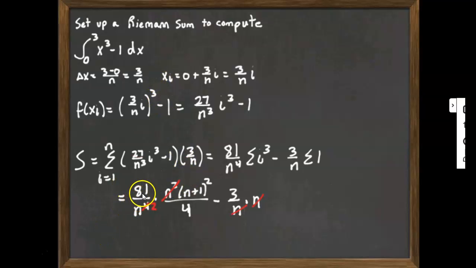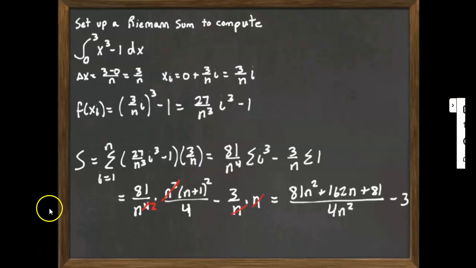Now here we can multiply out 81 times the stuff at the top. That n plus 1 squared is going to be n squared plus 2n plus 1. So each of those things are going to get multiplied by 81. So when we do that, we get 81n squared plus 162n plus 81. And then that's going to be all over 4n squared. And then don't forget the minus 3.